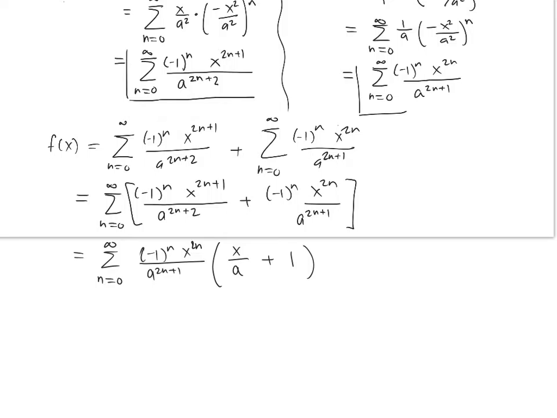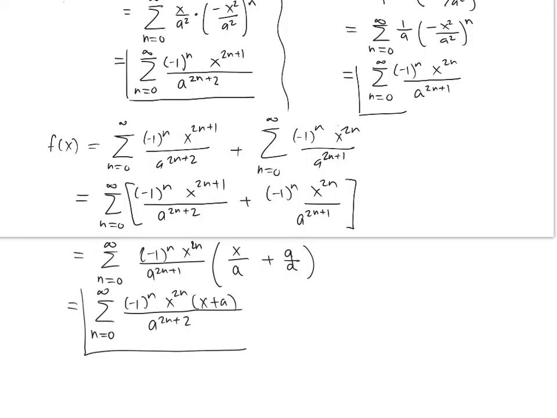Okay? Is that all right? I mean, you could make that, okay, we'll do one more step. What could you make that 1 into? A over a. And then you could factor out the 1 over a, couldn't you? Okay. So negative 1 to the n, x to the 2n, x plus a over a to the 2n plus 2. Okay, now it's pretty.